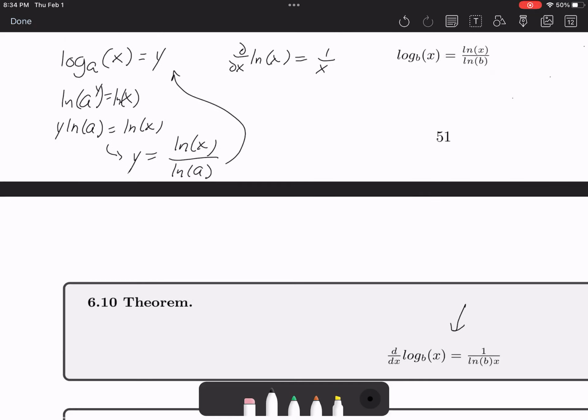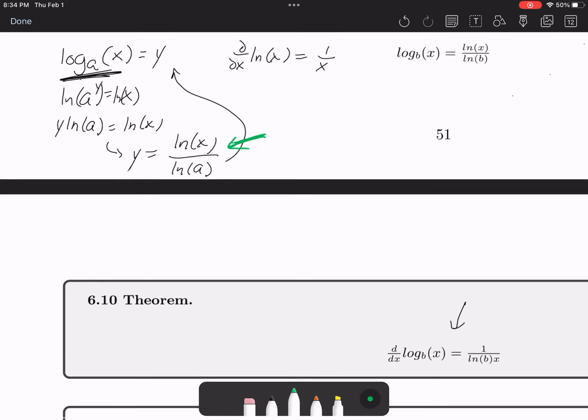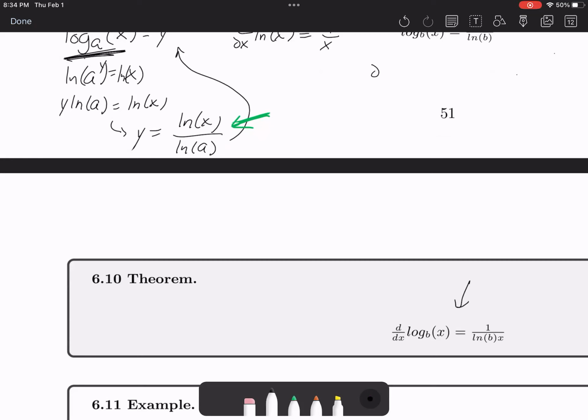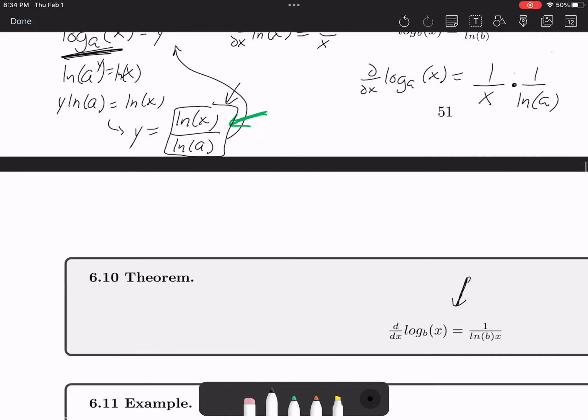So I can rewrite any logarithm as a natural log divided by the natural log of the original base. So using this fact, if I want to differentiate any logarithm, that's me differentiating the natural log of x, which is 1 over x. But then by the chain rule, I multiply by 1 over natural log of a, right? Well, actually, it's not even the chain rule. It's just a constant. All right. So that gives us this rule right here.